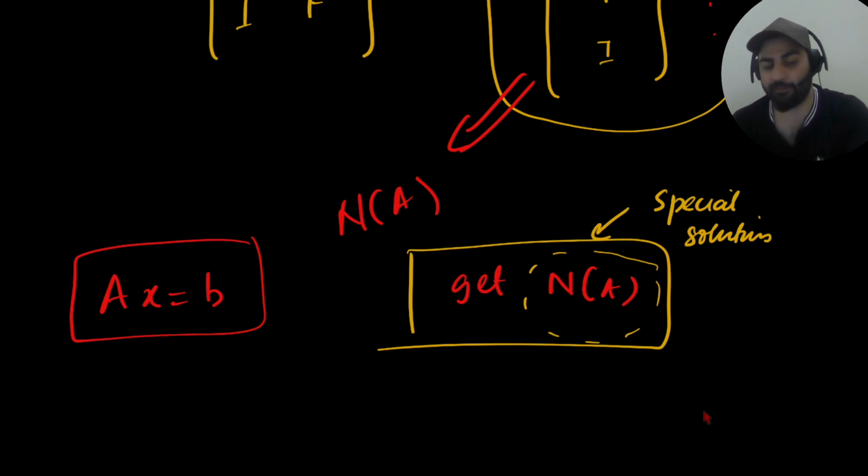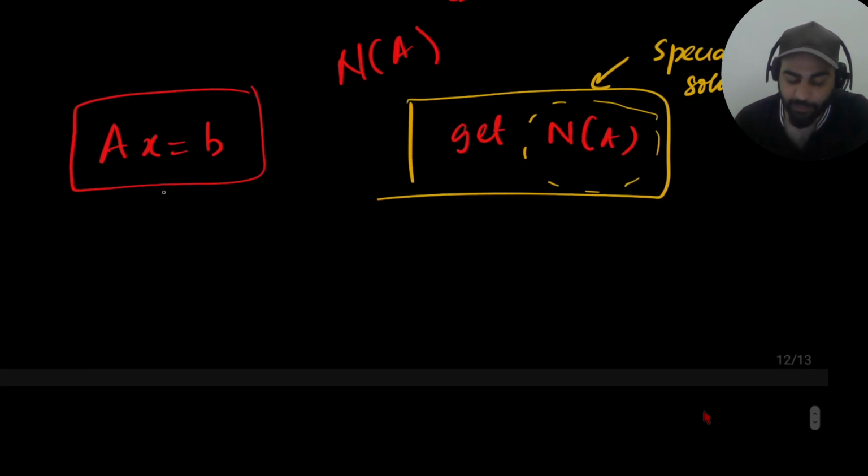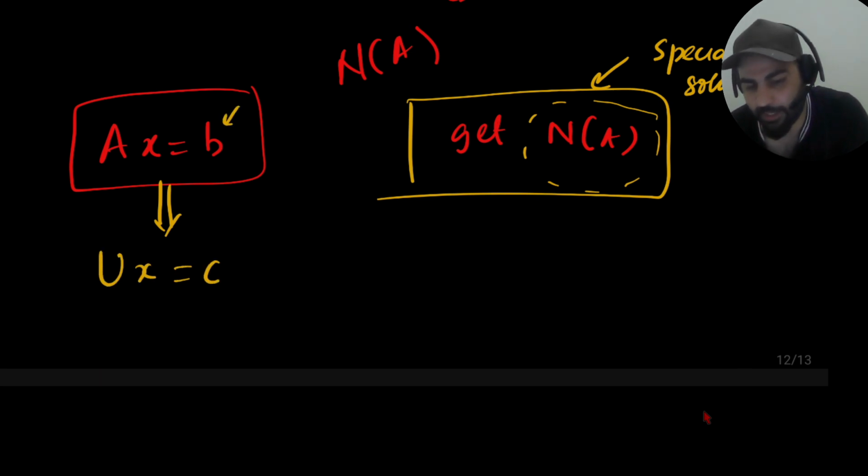So let's suppose you again do this for Ax is equal to b. What will happen now? If you reduce it into echelon form, you will reduce it into maybe Ux is equal to c, because the right side will get changed also.